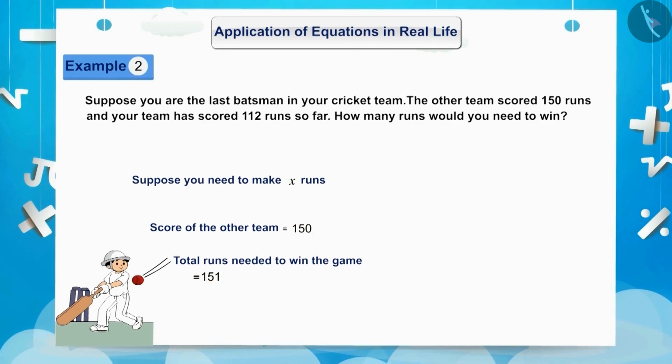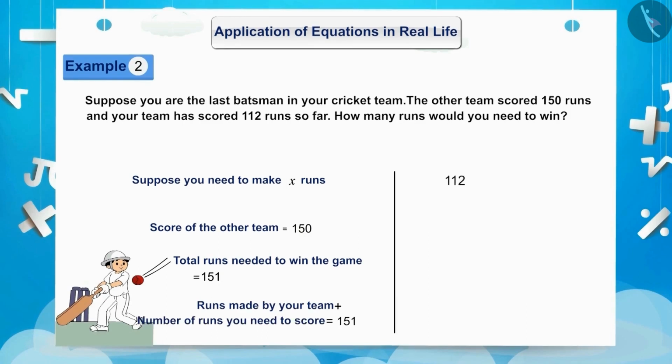If we represent this situation in algebraic form, the equation would be runs made by your team plus number of runs you need to score is equal to 151. That is, 112 plus x is equal to 151. In order to find the value of x, we have to solve this equation.